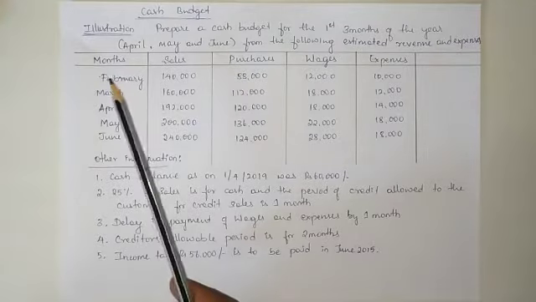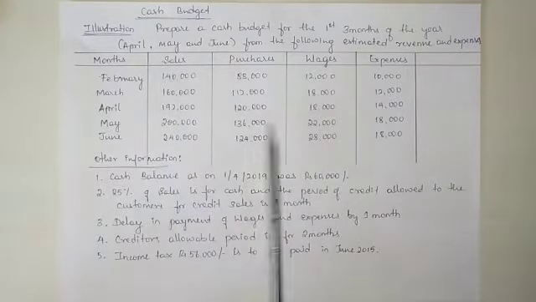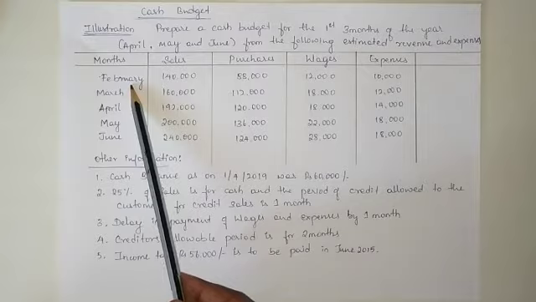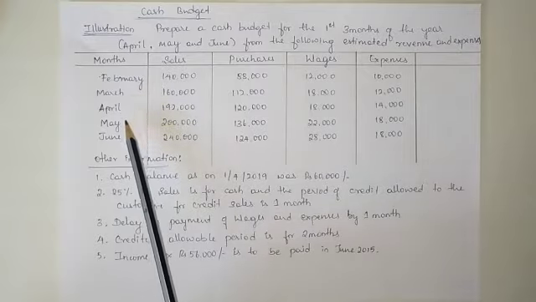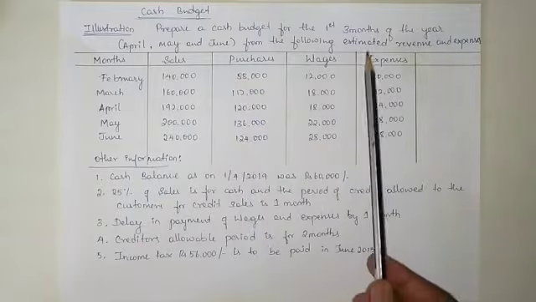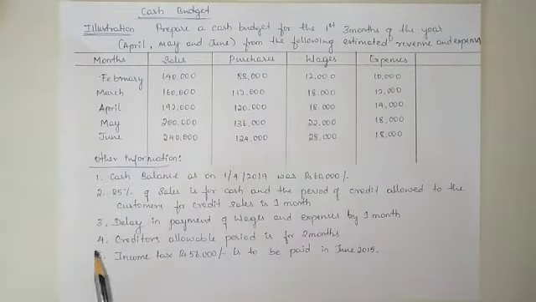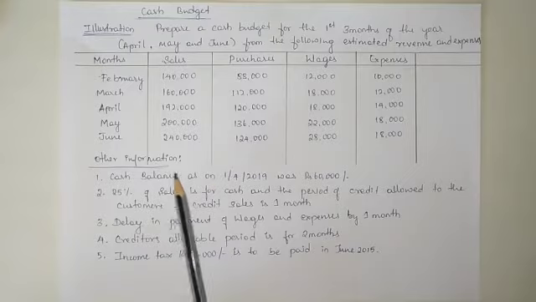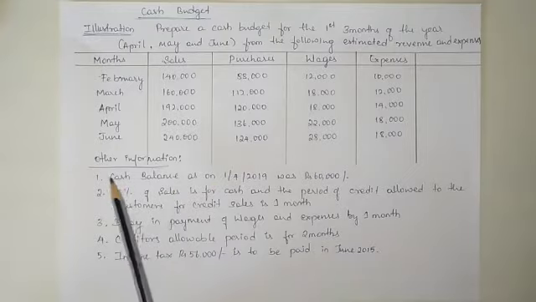Here, information related to this particular company for the months February, March, April, May, June is given, which is related to sales, purchases, wages, expenses. Other information is like this. Cash balance as on 1st April is rupees 60,000.